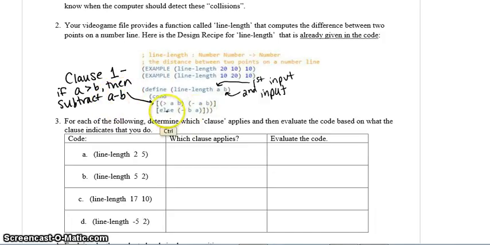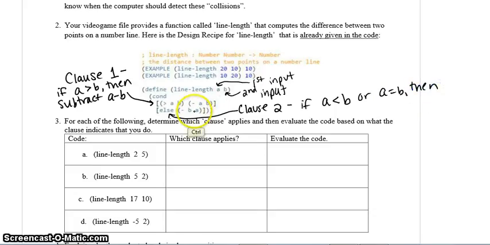The second clause, which is an else clause, we will call clause 2. The else clause incorporates every other option besides A is greater than B. So clause 2 is if A is less than B or A is equal to B, then what we're supposed to do here is subtract in the opposite order, B minus A. So the second input minus the first input. In this case, A is the smaller number and B is the larger number, so we're subtracting larger minus smaller in clause 2 as well.